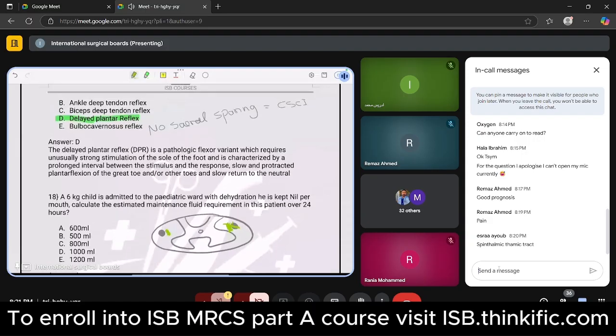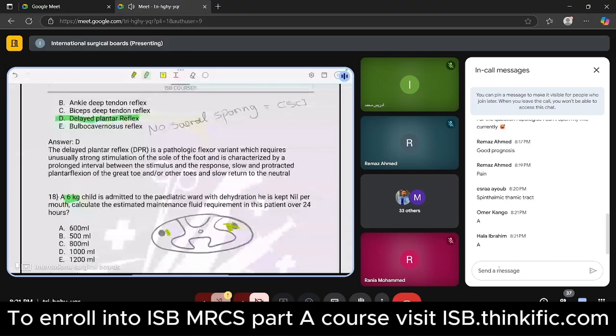Let's see the next question. It's a 6 kg child. He's admitted to the pediatric ward. He's dehydrated. He's nil per oral, meaning that you have to give him maintenance. For a 6 kg child, maintenance fluid is according to the Holliday-Segar formula. If this kid is 6 kg, how much fluid would you give them in 24 hours?